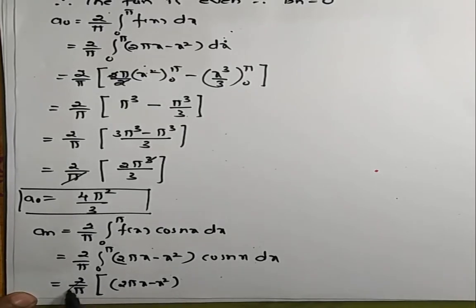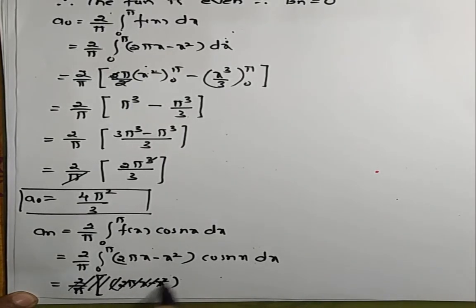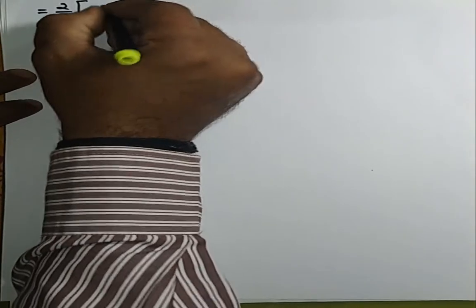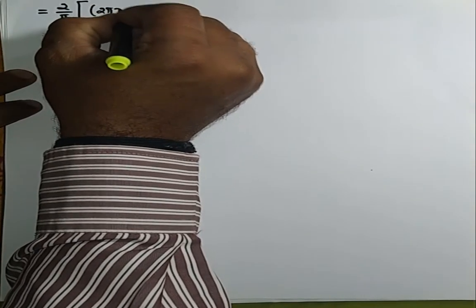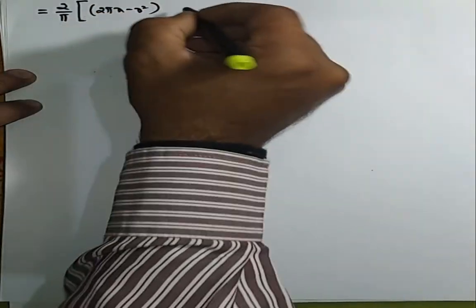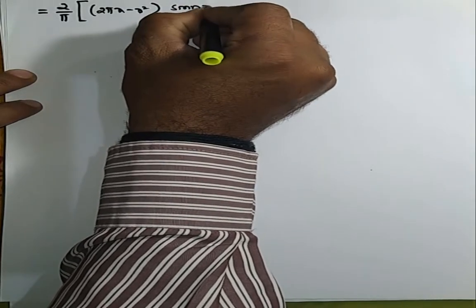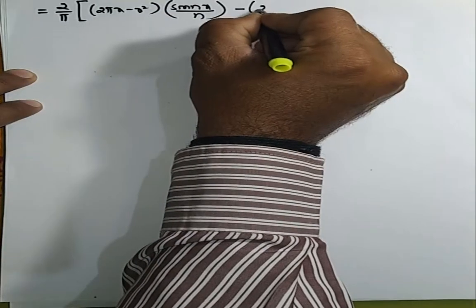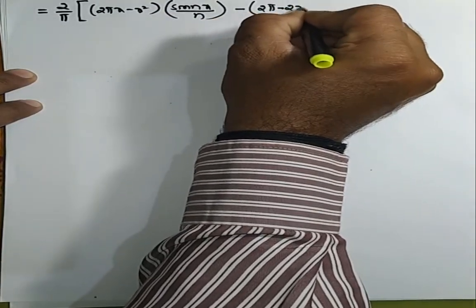So let us take this in the next page. Okay, so 2 divided by pi as it is. Now first function as it is, 2 pi x minus x square as it is, integration of cos is sin nx divided by n, then minus, differentiation of this term is 2 pi minus 2x.